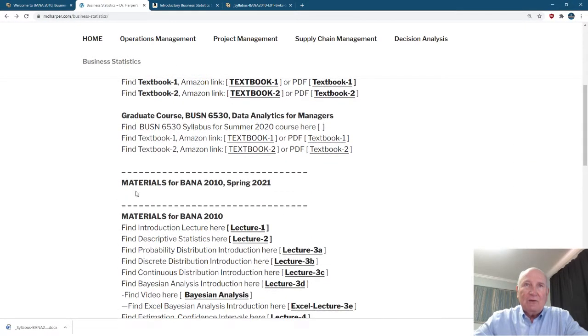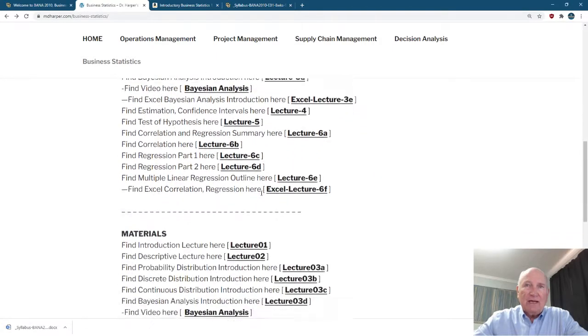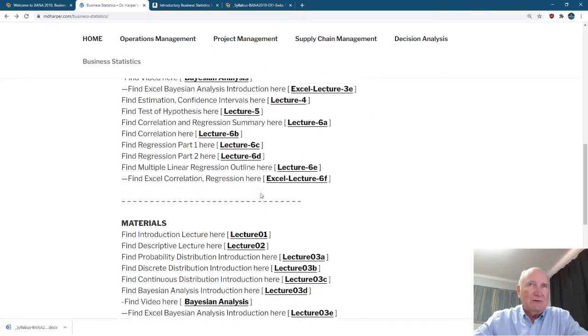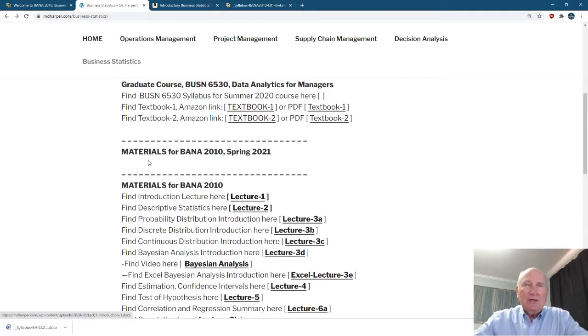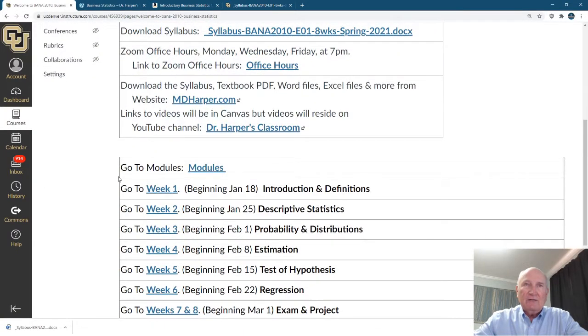Now down here below, you see material for 2021 spring. I have these lectures, but I change the lectures every semester. I update them, I keep modifying them. And so you'll have a copy of the lecture here. I'll also put a copy, usually a Word file, sometimes an Excel file. Sometimes I'll even have a video, but they'll have links here, and you'll also have links on the different modules in Canvas.